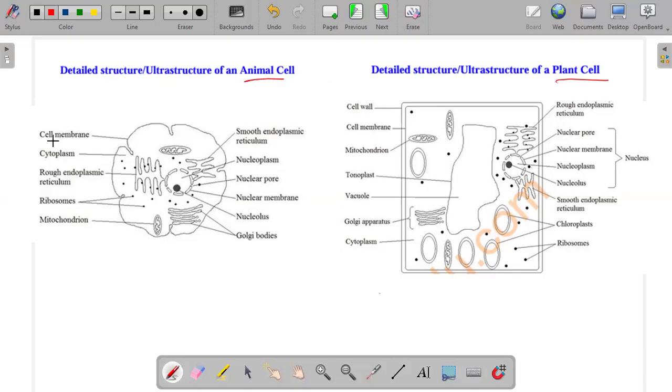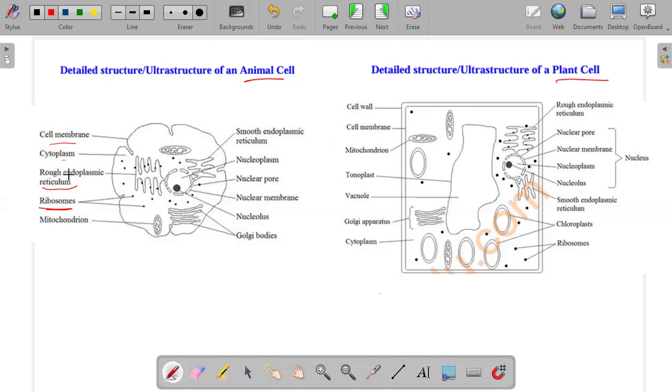Like we looked at earlier, you have the cell membrane. In the animal cell here we have the cell membrane, and you have the cytoplasm. Then you have this structure here, which was not there before. That is the rough endoplasmic reticulum. It has these small round structures here, and these small round structures are called ribosomes. These ribosomes can either be on the rough endoplasmic reticulum, or they can be just in the cytoplasm.